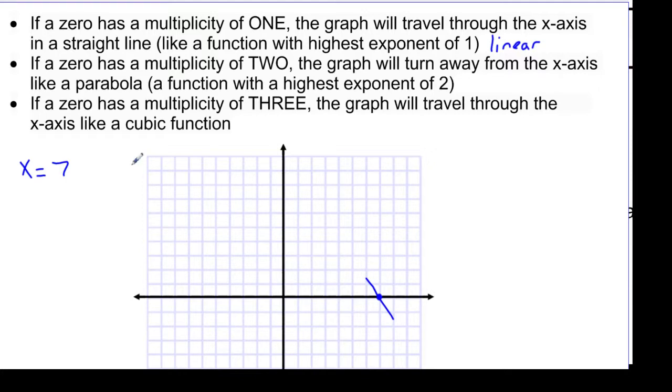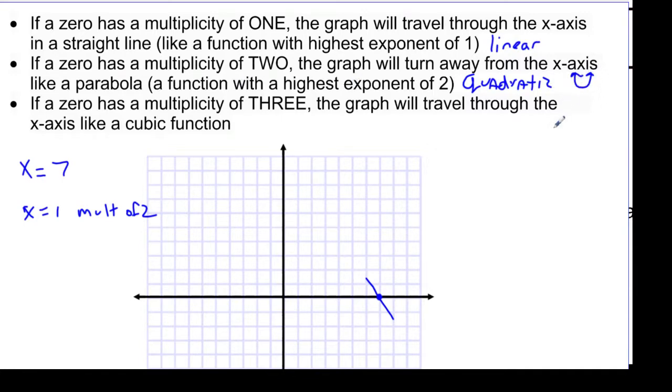If we now turn it into something like x equals 1, but I tell you that there's a multiplicity of 2, what we're claiming is that if something has a multiplicity of 2, the graph is going to turn away from the x-axis just like a parabola does. Things we call quadratic, with a highest exponent of 2, look like parabolas.